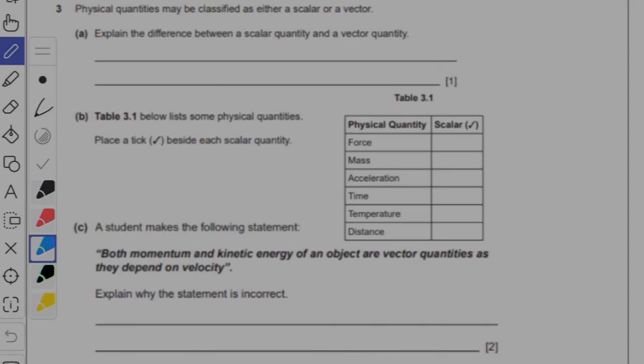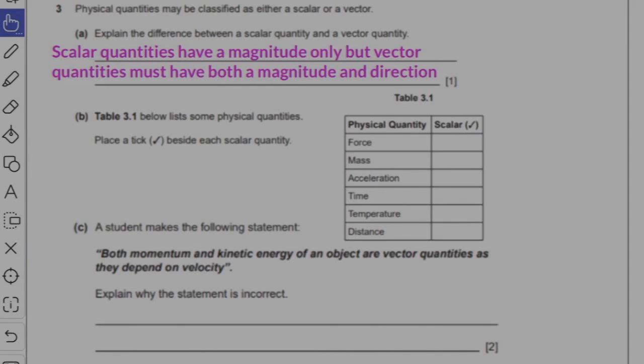So 3A, again, we're given some more bookwork. Explain the difference between a scalar quantity and a vector quantity. So it says physical quantities may be classified as either scalar or vector. Explain the difference between a scalar quantity and a vector quantity. So remember, the scalars have a magnitude, and vector quantities have a magnitude and a direction. They include direction information.